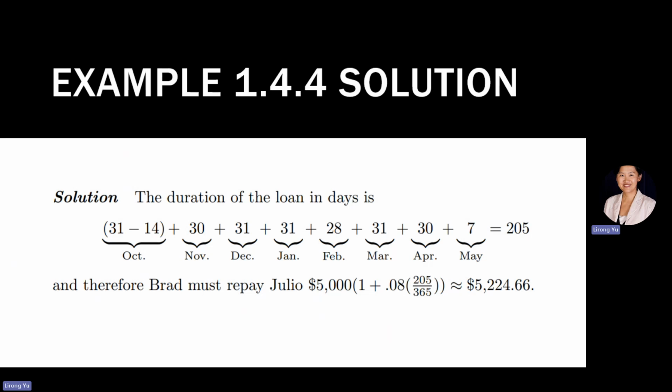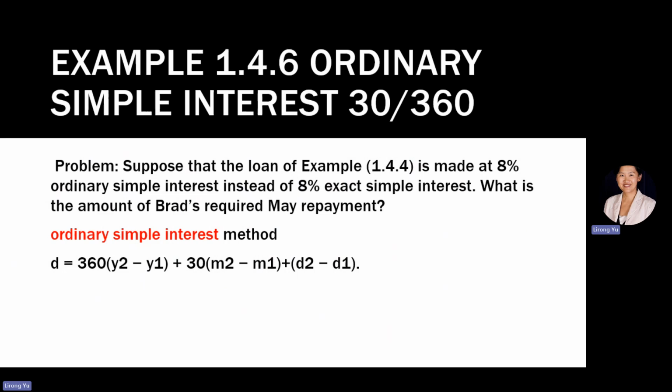Everything else follows K times (1 plus ST). K is 5,000, the original principal. This is the 1 plus ST, and T is the one we spent so much time counting. When everything is calculated, we have 5,224.66. Any question for this example? Okay. So we're trying to derive a different way to calculate the time.